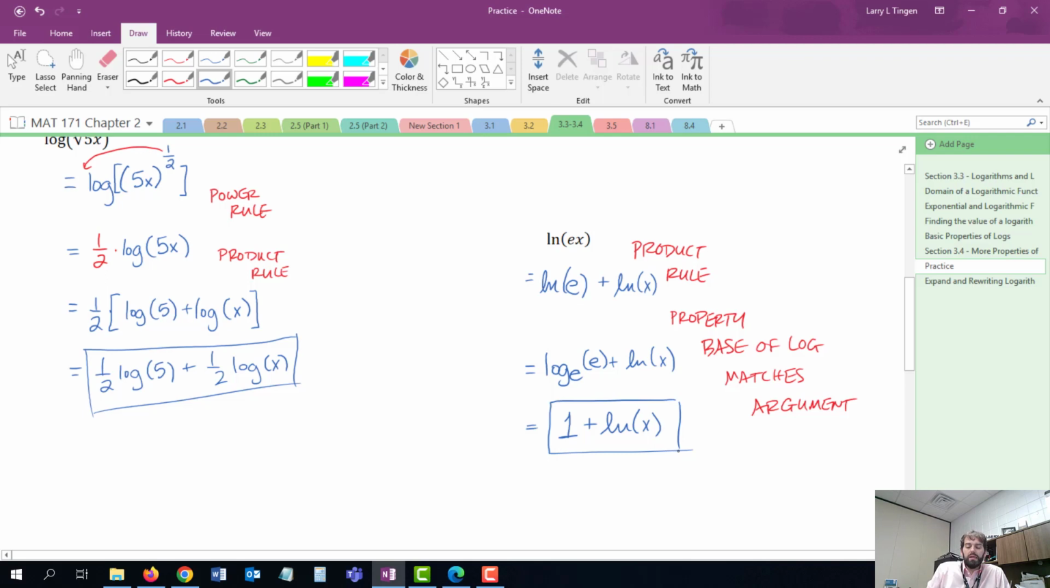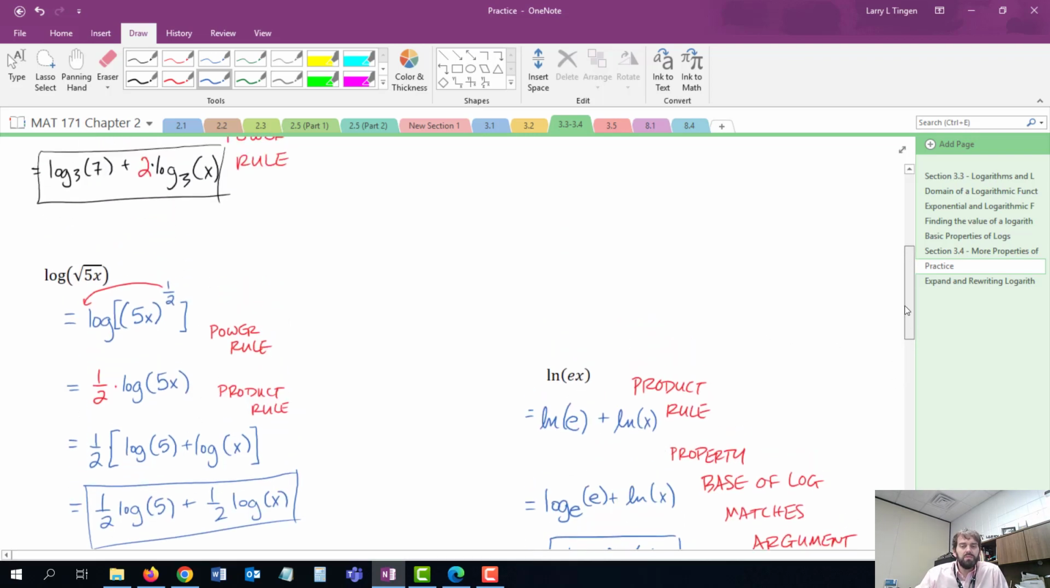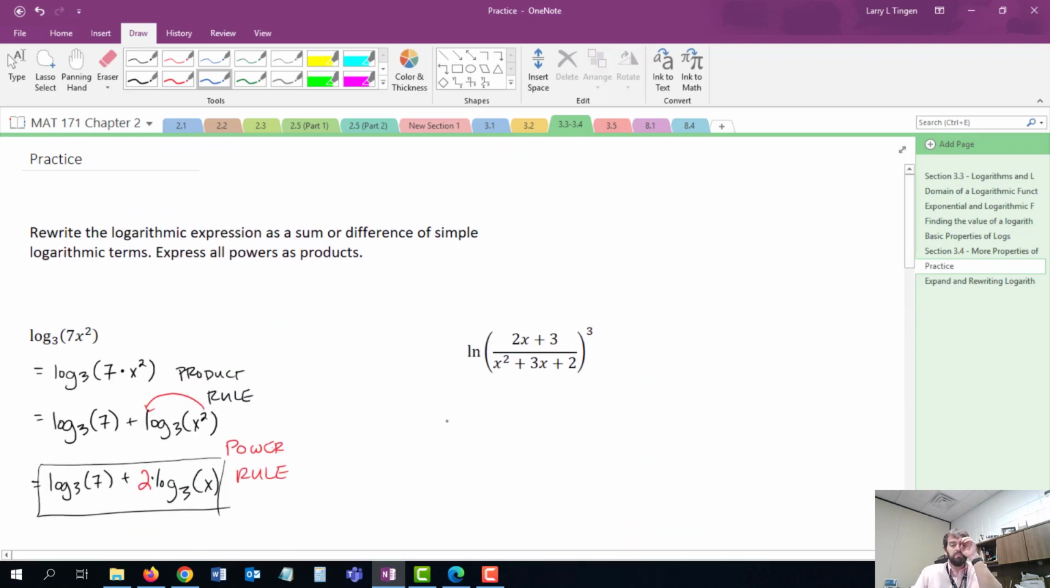All right, so we're bringing in the multiplication, we're using the product rule, quotient rule, power rule, and we're going to be using properties that we have encountered along the way. All right, now I'm going to run back up to the top and deal with this monster.